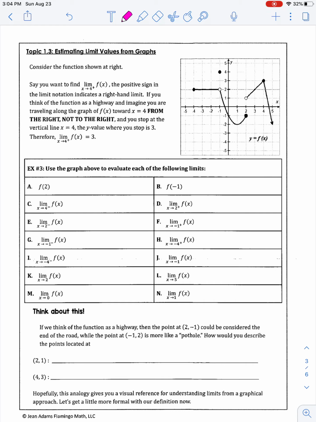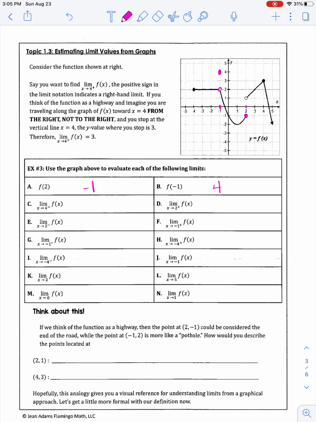Okay, so let's try some of these. So if I want to find f of 2, this is not a limit. This is just wanting to know what is the y value when x is 2. Here x is 2, and the y value is going to be right there at -1. B, I want to know f of -1. So here's -1. F of -1 is not going to be that open circle. It's that closed value right there. So his y value is a 4, not a 2.